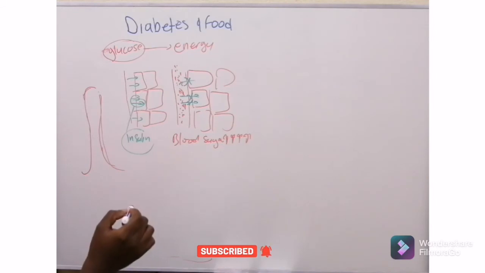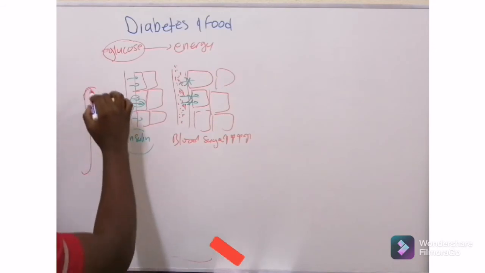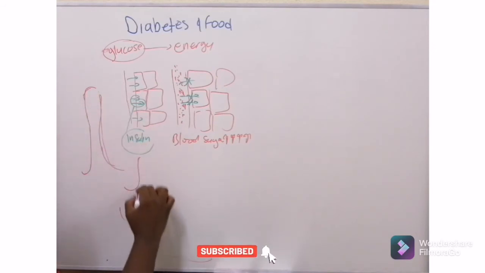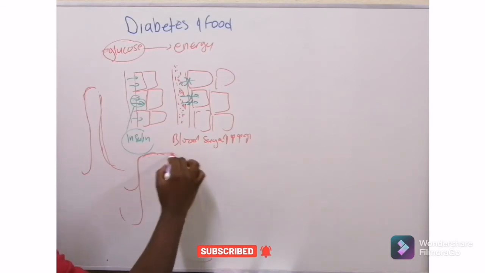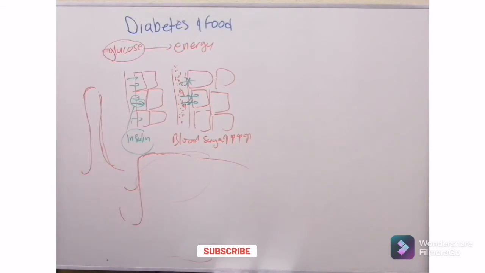That's why it drops. But with people who are diabetic, because the insulin is not doing the job that it's supposed to be doing, they end up having high blood sugars after they've eaten, high blood sugars that remain high. And this remaining high is the one that causes problems.